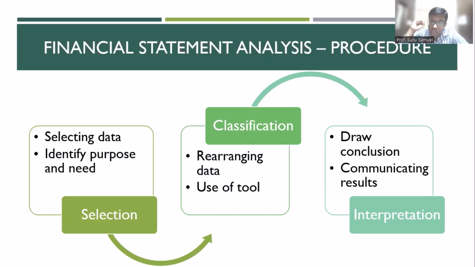Excuse me. So once this is done, then you will go in for step two. Step two is classification. As part and parcel of this step, you would be applying one of the financial statement analysis tools. So maybe trend analysis, it could be common size statement, it could be comparative statement. You would be applying one of these tools as a part of step two.